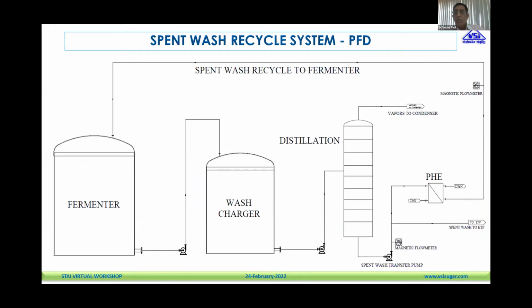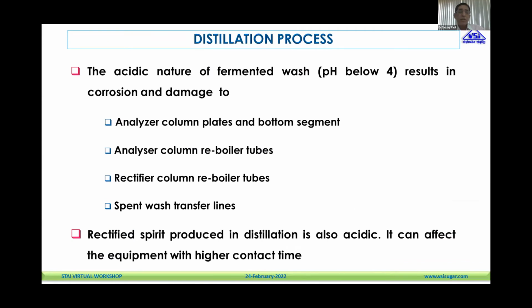You should have some magnetic flow meters to measure the quantity of spent wash which is going back into the fermenter. Coming to the distillation, we face some problems in the distillation also because of the acidic nature, because the pH can go below 4 and that can result in corrosion and damage to the analyzer column plates and bottom segments. We have observed this. Even the reboiler tubes of the analyzer column as well as the rectifier column are getting damaged, and even the spent wash transfer lines are getting damaged.